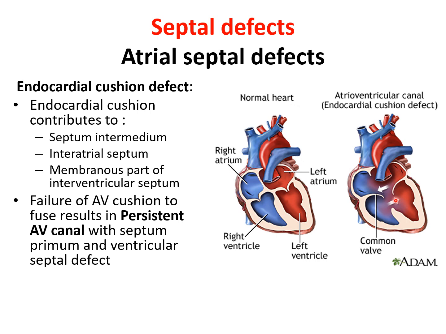So this is a type of defect which is seen in the endocardial cushion defect, and this type of defect is commonly seen in people with Down syndrome.